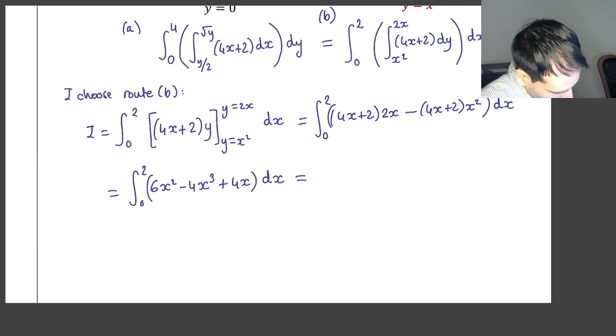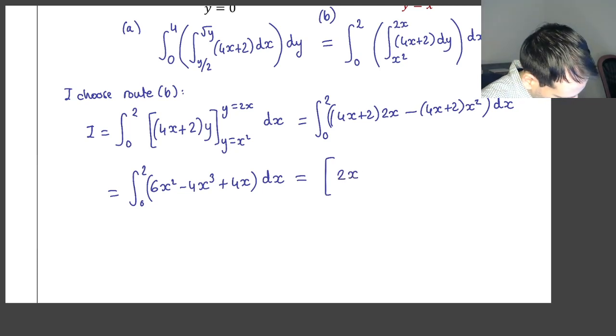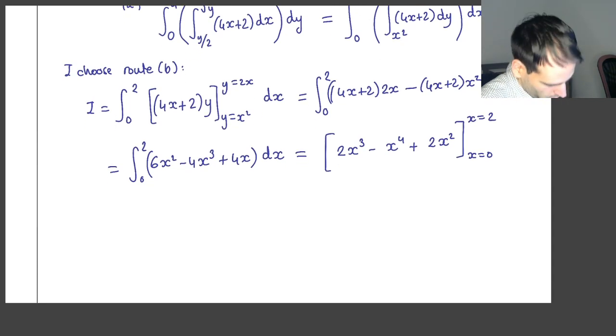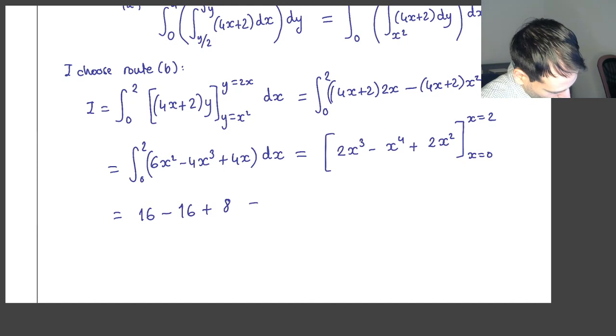So we do the integral. The integral of this is relatively easy. It's 2x cubed minus x to the 4 plus 2x squared, evaluated between x equals 0 and x equals 2, which is equal to 2 times 2 to the power 3, which is 16, minus 2 to the power 4, which is 16, plus 2 times 2 to the power 2, which is 8, minus 0, and this is equal to 8. So that is the final answer.